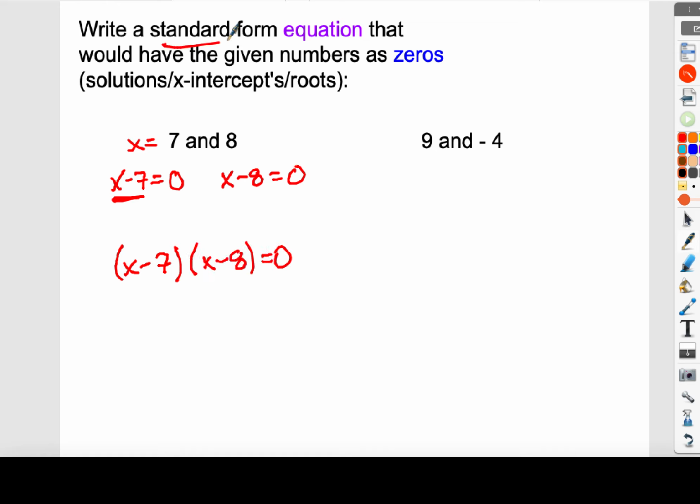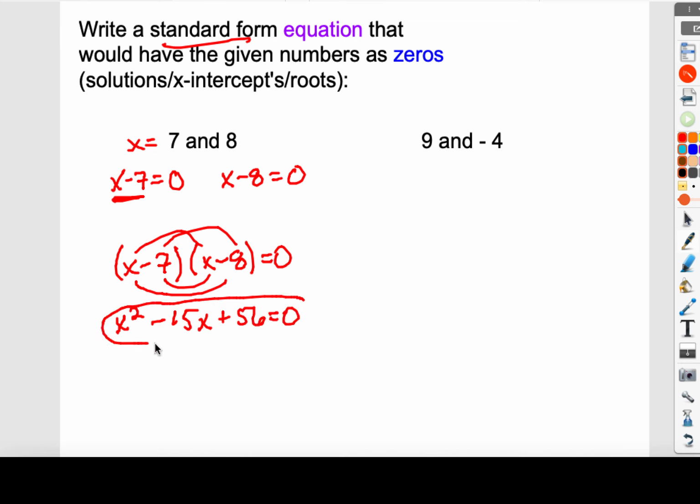And if we want to have this in standard form, all it takes then is a little bit of FOIL. Minus 8 and minus 7 would add to a negative 15x, and negative 7 and negative 8 would multiply to 56. Don't forget to be equal to 0, because again, we're trying to set up an equation, right, that would have these two solutions.